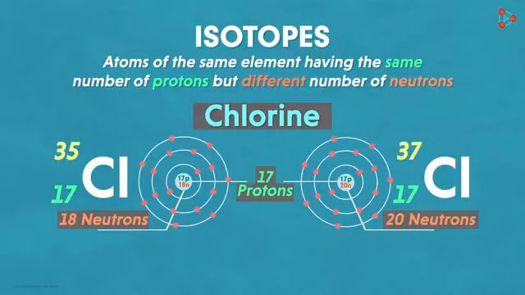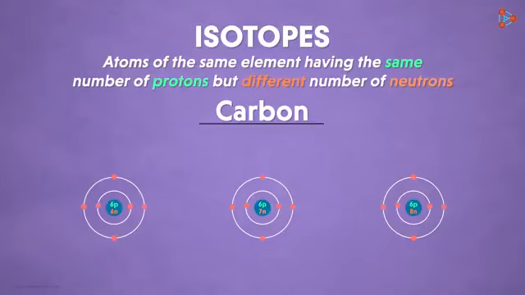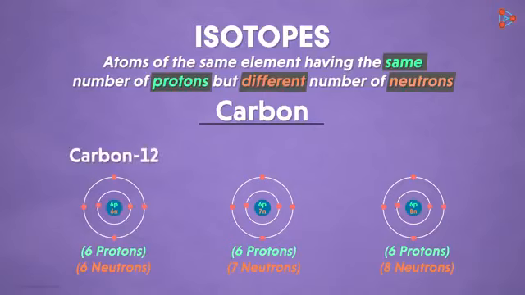Similarly, several elements have isotopic forms. For instance, we have carbon with 3 isotopes. As we can see here, each isotope has 6 protons, but different number of neutrons. One has 6, the other has 7, and the last one with 8 neutrons. We name these isotopes as carbon-12, carbon-13, and carbon-14 respectively. Now this was about the different forms of the same element.